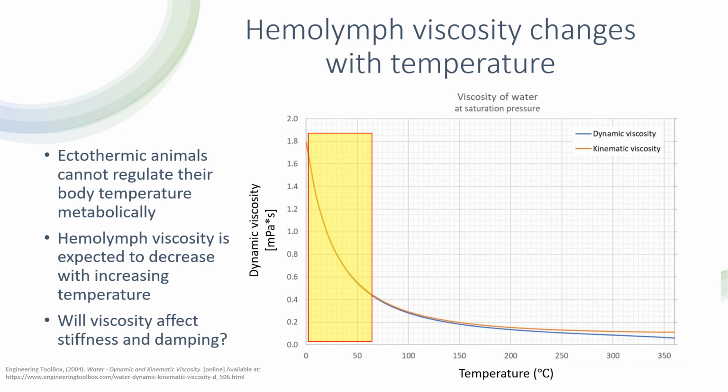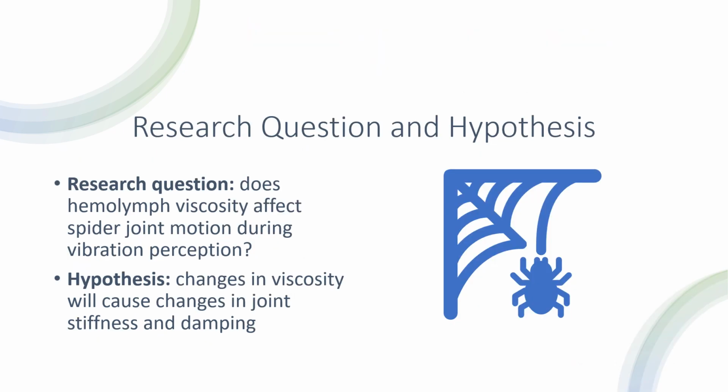And this brings me to my research question. Does hemolymph viscosity affect spider joint motion during vibration perception? And my hypothesis is that changes in viscosity will in fact cause changes in both joint stiffness and damping.